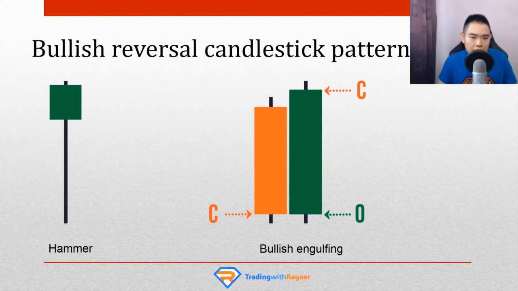How do I know that? Because you can see that the range of the body over here was previously from this opening price to this closing price. But the next day, it opened low and closed even higher than the previous day's opening price. So you can see that the buyers have overwhelmed the sellers by even a little bit more. So this is what we call a bullish engulfing pattern.